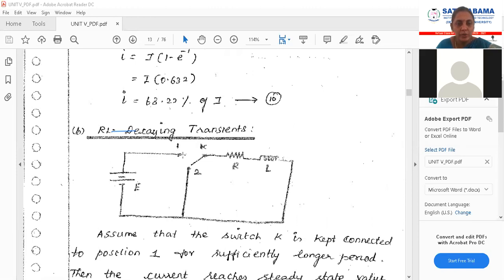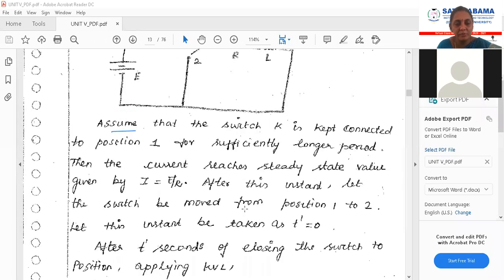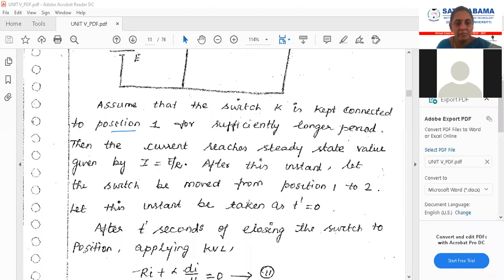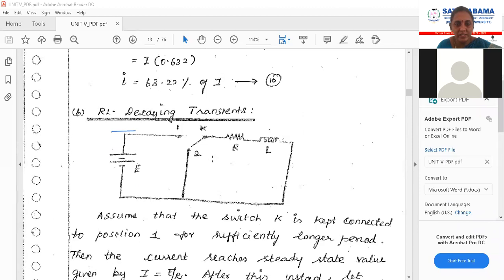During position 1 the inductance would have got charged, and when it has been changed from position 1 to position 2, we go in for decaying transients. Decaying is nothing but the discharging transients. In discharging transients, the inductance which was charged completely in the first position will be decaying or discharging in the next stage. In the same way we will write an equation based on KVL. This is the circuit under consideration.